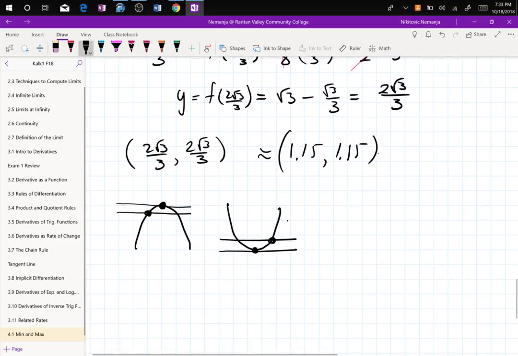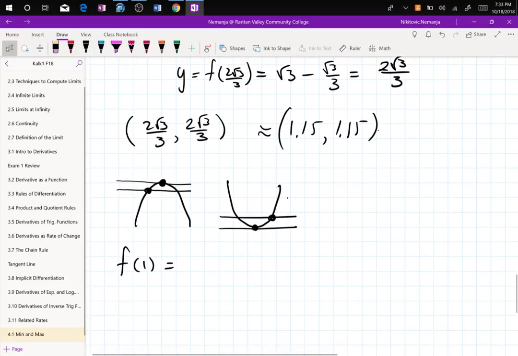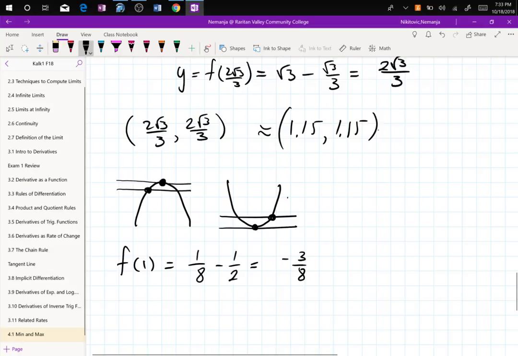So, I'm just going to compute f of 1. And the f of 1 for our problem is 1 over 8 minus 1/2, so times 4, negative 3/8. That's lower. So this is a max. It's a max value because, again, we have our 1.15 x value, then I calculated the y value for 1, which is a little bit to the left. What I came up with was smaller than the y value here.